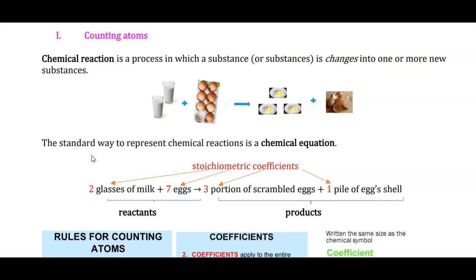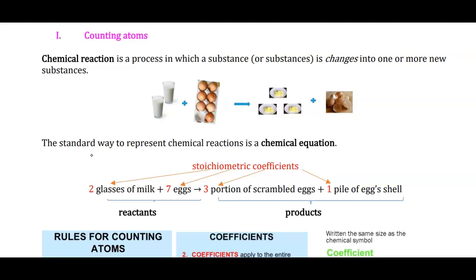And I'm just going to remind you guys what types of numbers we are using in balancing chemical equations. So first of all, big numbers in front of the formulas. For example, let me give you an example.